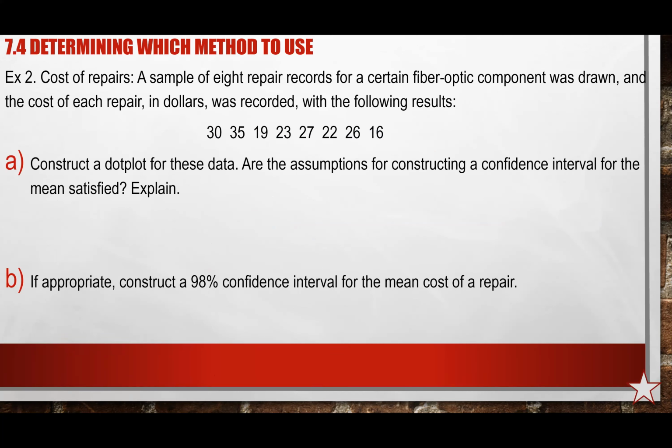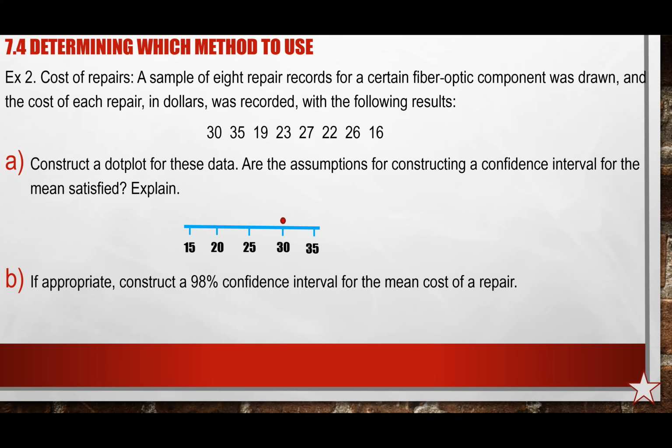They ask you to construct a dot plot for this data. And do the assumptions hold for us to construct the confidence interval, right? So looking at this item here, to construct the dot plot is very easy. For me, I just list my data from 15 to 35. And basically you go into the data and you put a dot, right? A dot plot is you put a dot on your data. If you have multiple data points, you just stack your dots, right?